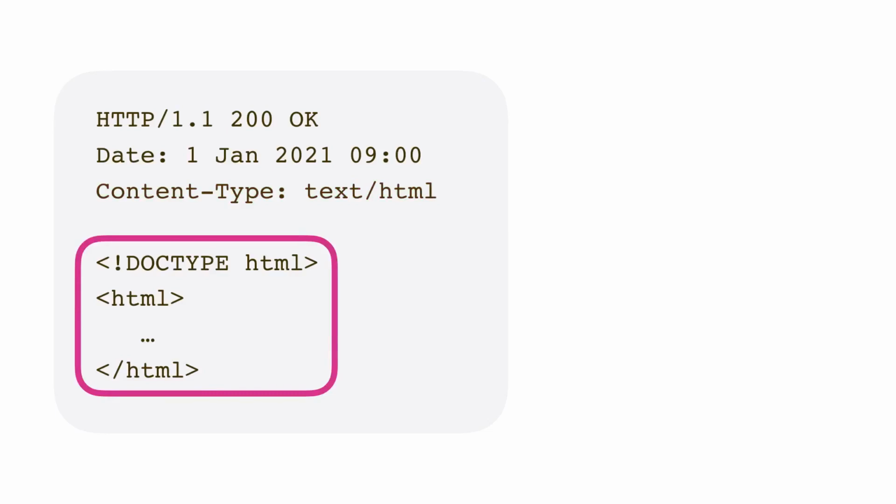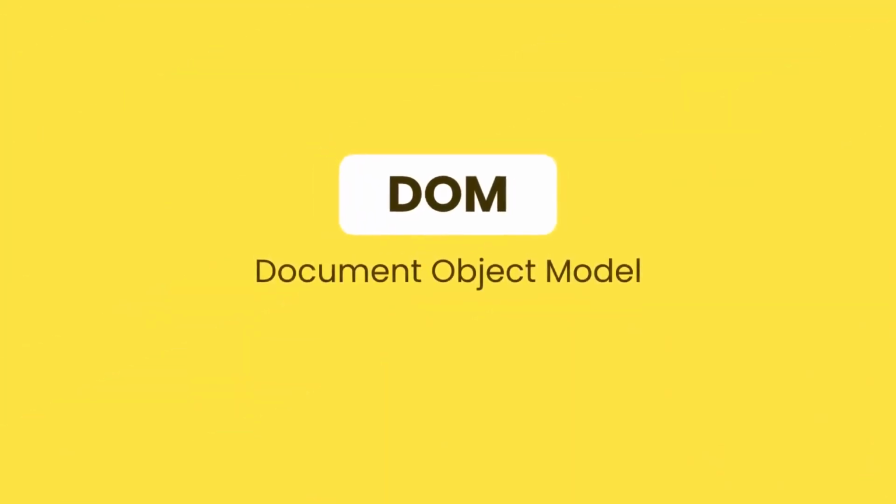Now, as the browser reads this HTML document, it constructs what we call a DOM or a document object model. Don't let this fancy name scare you. This is a model that represents the objects or elements in our HTML document. What are these elements?